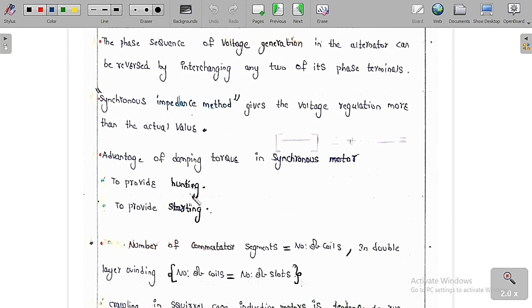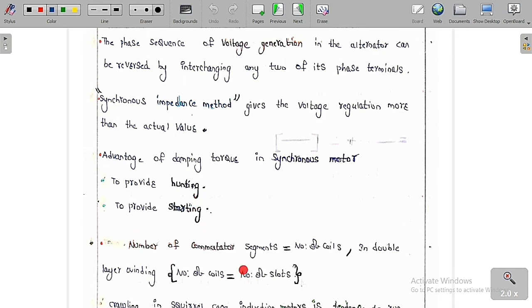Whenever there is any sudden change in load, the speed is going to change, and with the help of this damper winding we can get back to the original speed. So this is the advantage of the damping torque in a synchronous motor. It can do two functions: one is to prevent the hunting and the other is to provide the starting.